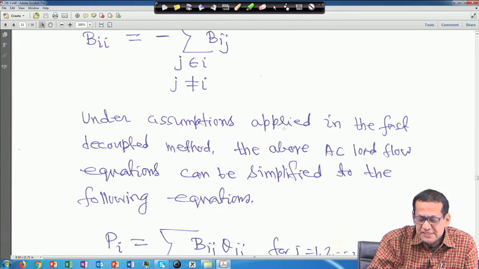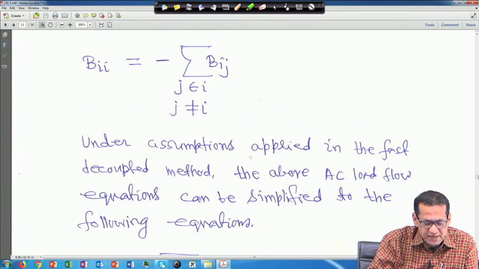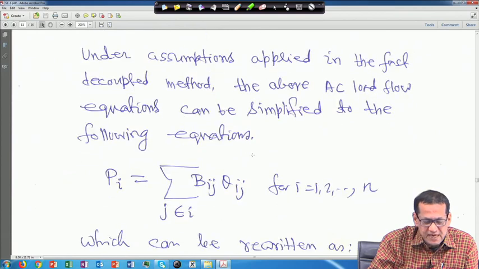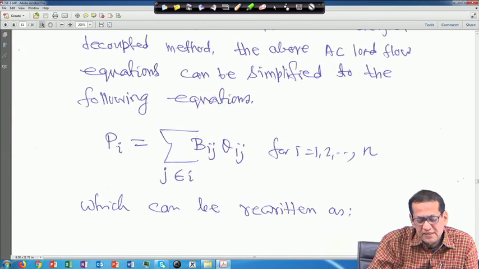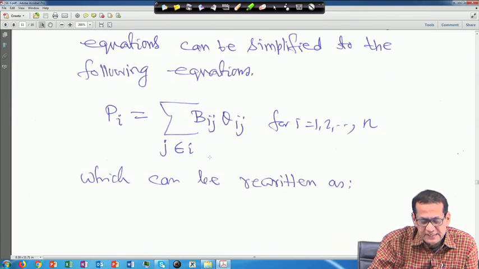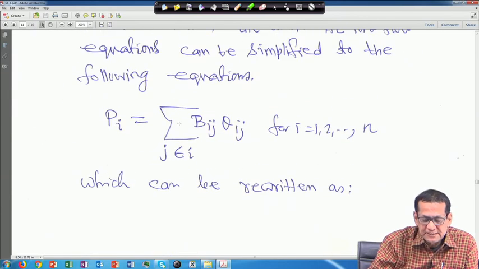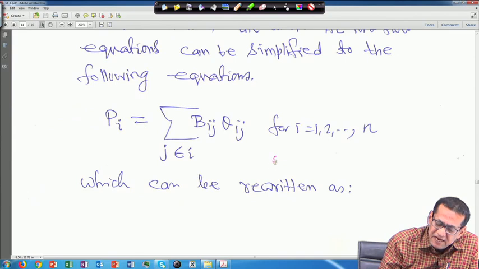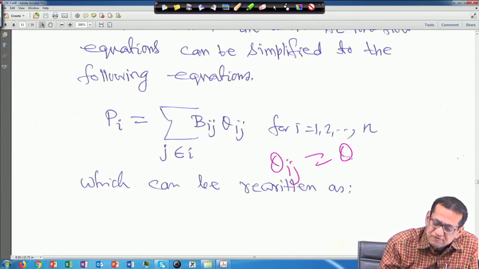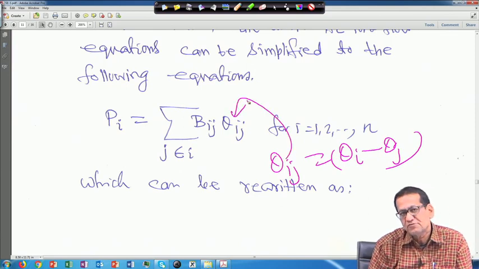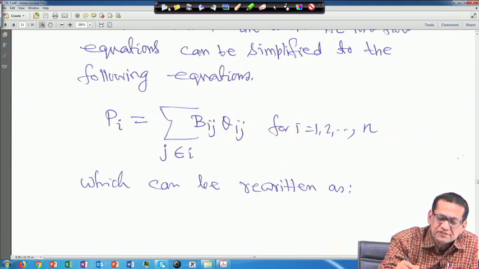So, the above AC load flow equations can be simplified to the following equations. Therefore, P_i is equal to sum over j belongs to i of B_ij theta_ij for i equal to 1 to n. In this case, the resistance is neglected, that is why we are writing like this, which can be rewritten with theta_ij equal to theta_i minus theta_j. You substitute this here, and then you make two terms.